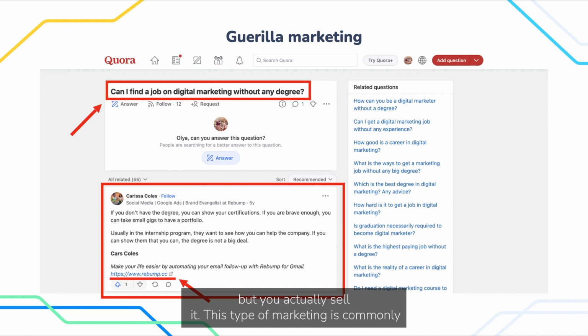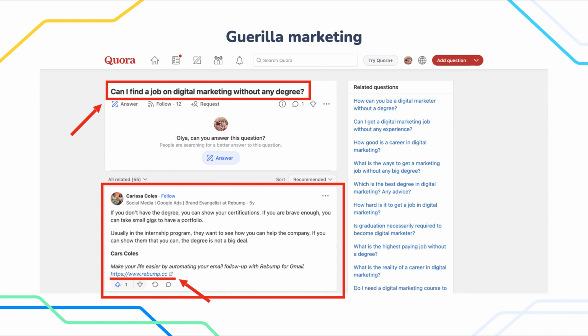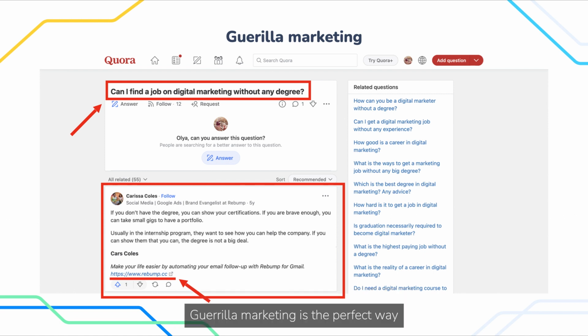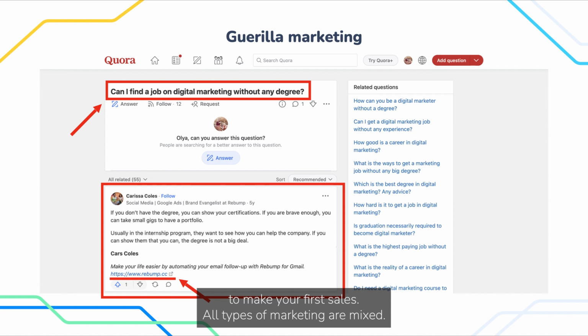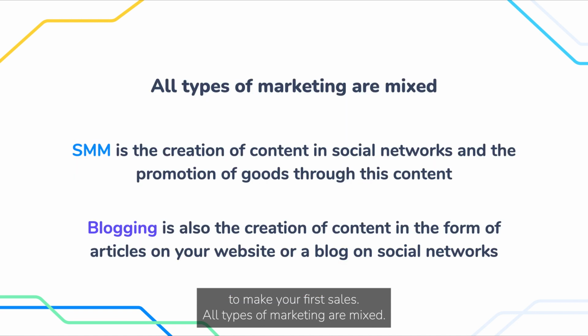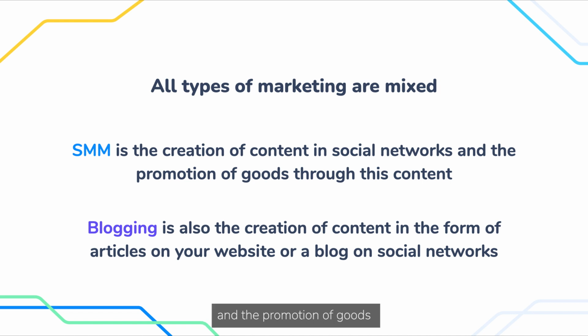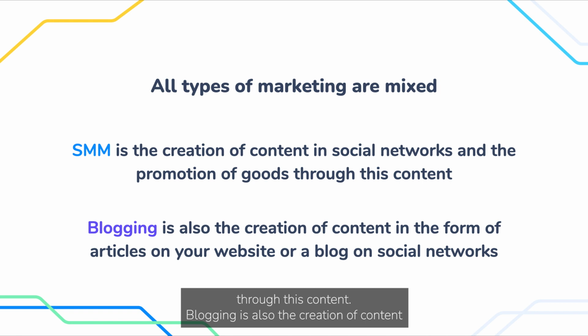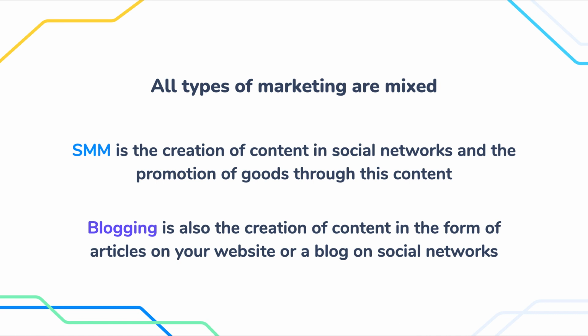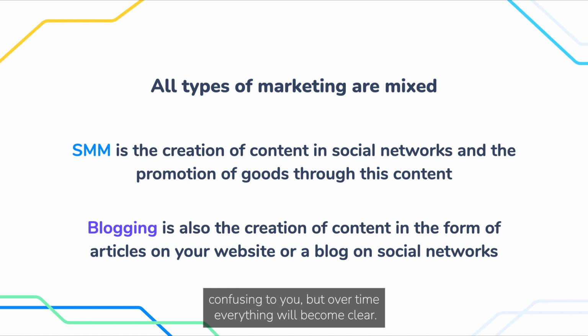This type of marketing is commonly used when businesses have just started and don't have money for advertising. Guerrilla marketing is the perfect way to make your first sales. All types of marketing are mixed. For example, SMM is the creation of content in social networks and promotion of goods through this content. Blogging is also the creation of content in the form of articles on your website or a blog on social networks. In the beginning, it all seems confusing to you, but over time, everything will become clear.